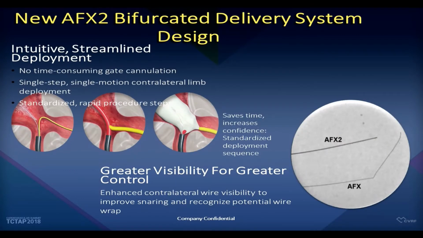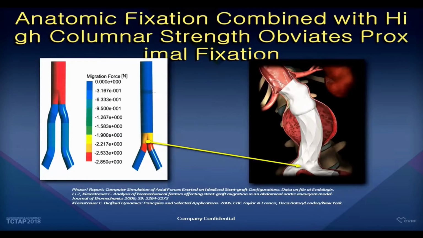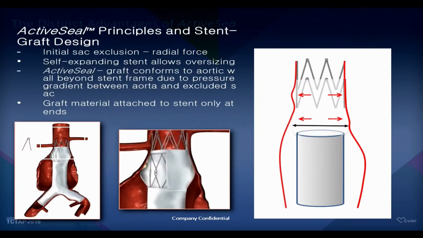It has no suprarenal or infrarenal fixation, but just anatomical fixation on top of the natural bifurcation. Since it sits on the natural bifurcation, it does not require renal level fixation. And it also has active sealing.